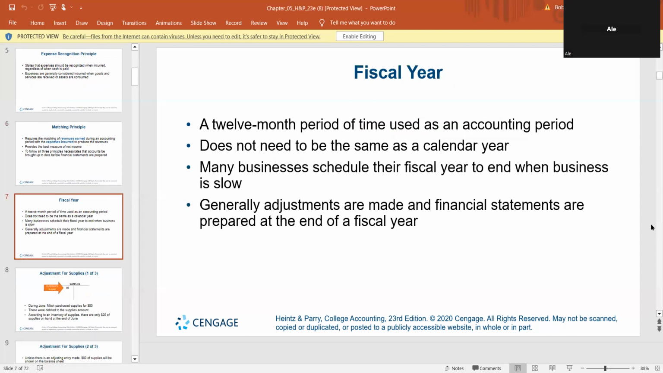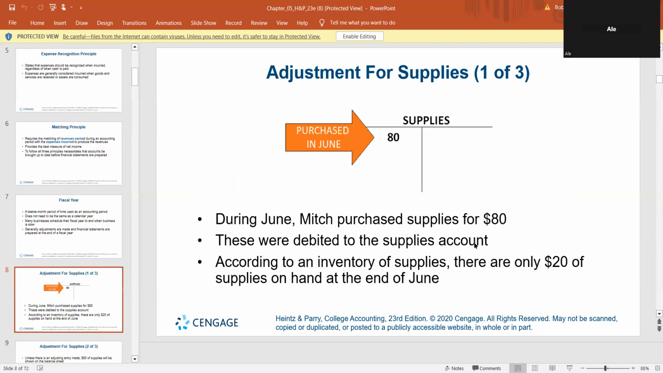We know what a fiscal year is, any 12-month period used as the accounting period. It does not have to be a calendar year. And some businesses schedule their fiscal year to end when business is slow. I was interested to read about Nordstrom and major retailers. Their year end is like February when things are a little bit slower, and they want to capitalize on the busy shopping season they had in December and get those statements out. Generally, adjustments are made and financial statements are prepared at the end of a fiscal month, not a year. For purposes of our book, they keep saying a year, but no, companies do this every month.